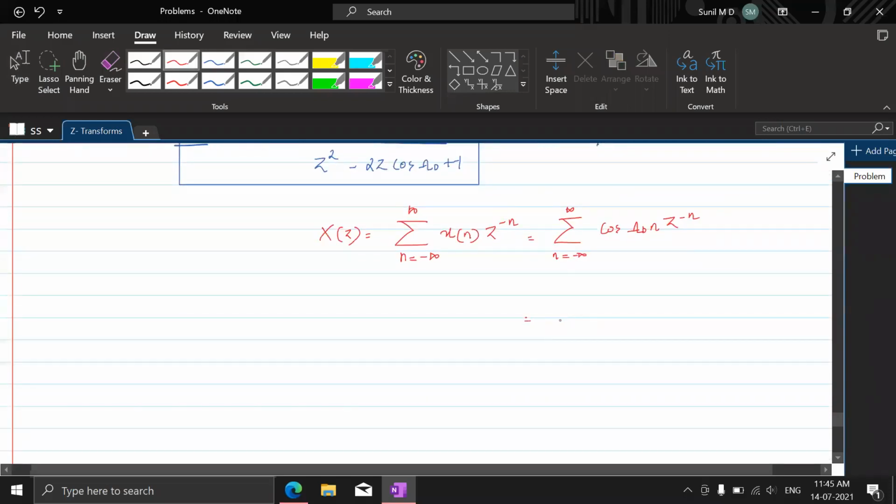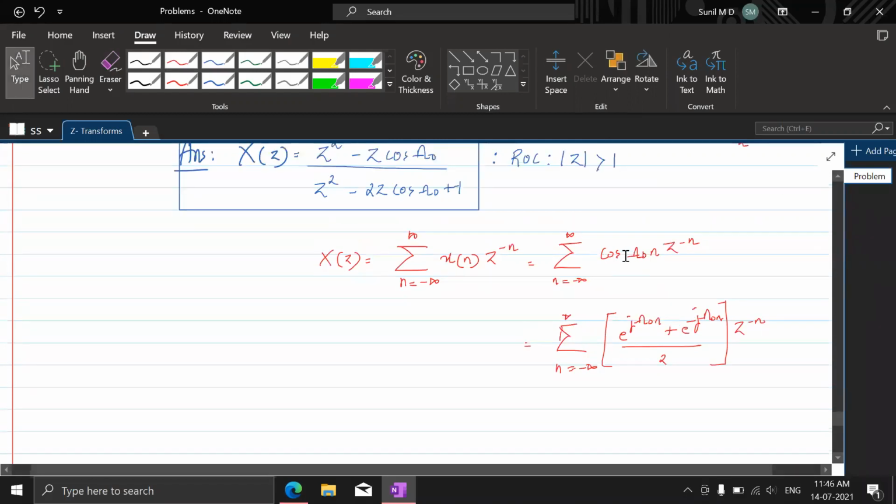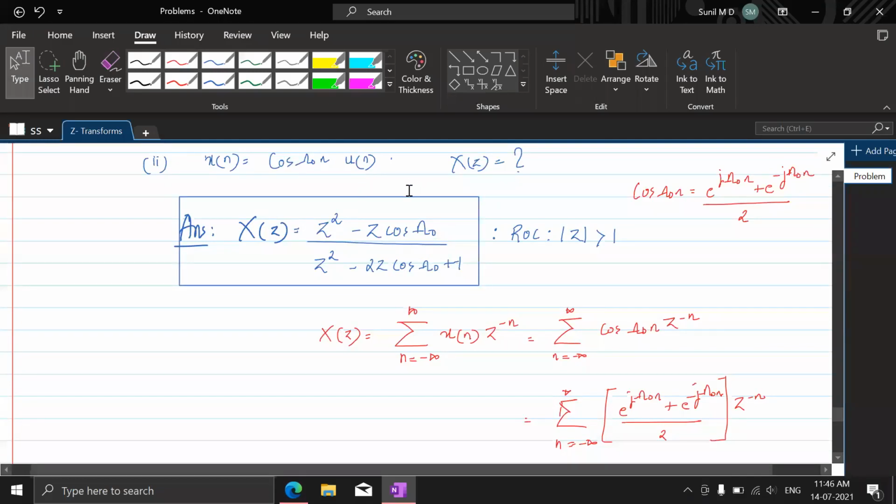So it is going to look like this. 1 by 2 we can keep out, or since we are substituting it for the first time, let's substitute it properly: summation from minus infinity to plus infinity, e power j omega naught n plus e power minus j omega naught n, divided by 2, into z to the power minus n. Understand that? So this is how things go. Do this as we have done it for sine omega naught n, which you already have seen, and get this answer.